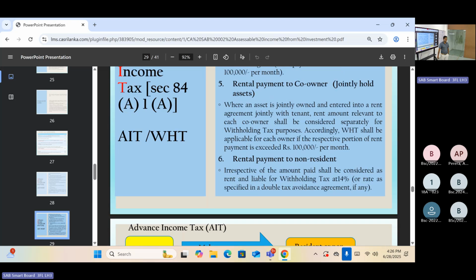In case of a non-resident person, it is 14%, irrespective of the rent paid, even 100,000 in one day.